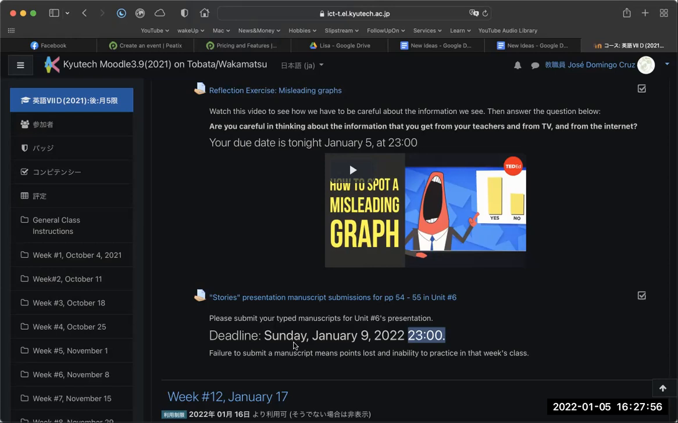Today is Wednesday, and the deadline for your manuscript submission for number 6 is Sunday, January 9th, 11 p.m. The reflection exercise is due tonight, January 5th at 23:00. As always, the reflection is due the evening of the same day that we give the assignment, but the manuscript submission is for Sunday, January 9th. I have a bit of time on the weekend, but remember, you're going to have much less time as we move further into January.